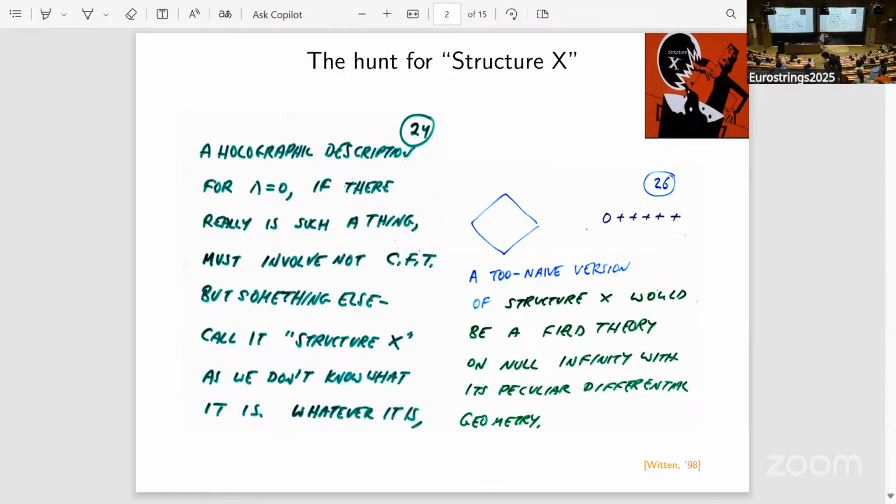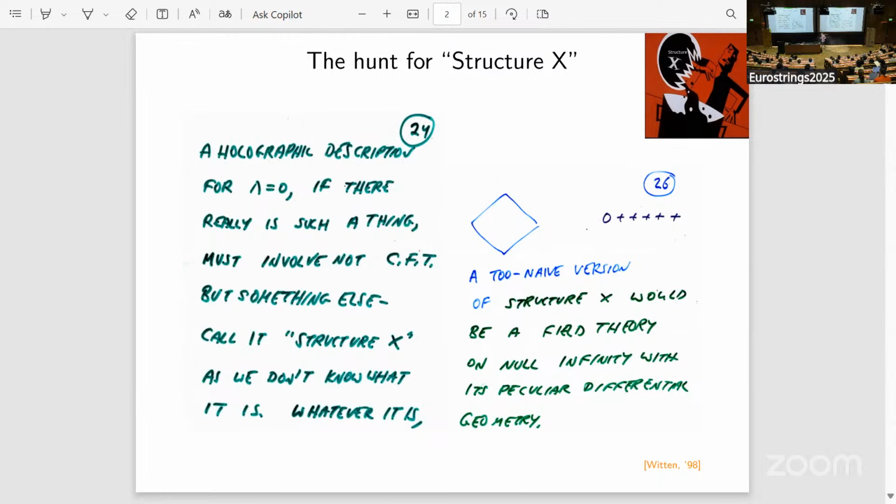But of course, the boundary in flat space, or asymptotically flat space, is a little bit funny. So he says this funny thing that, okay, a too naive version of structure X, which is this putative dual to gravity in asymptotically flat space-time, is some kind of field theory on null infinity with what he calls the peculiar differential geometry.